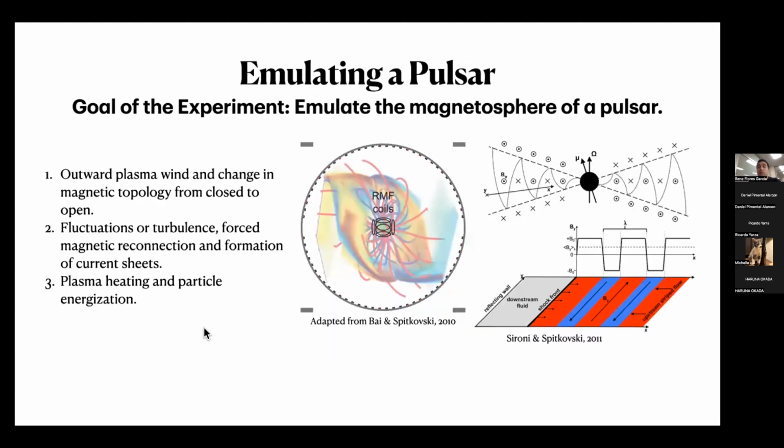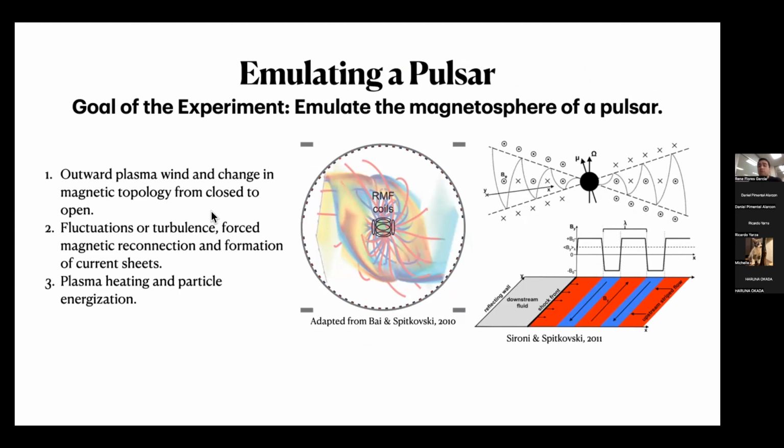Now, how are we trying to emulate the pulsar? What is the goal of this experiment? What I just described to you, a neutron star, is actually something very, very difficult to create. Therefore, we realized that we are not going to be able to make an actual neutron star. However, what we can emulate is the pulsar wind, the magnetosphere. The magnetosphere is just the magnetized plasma that's surrounding this neutron star.